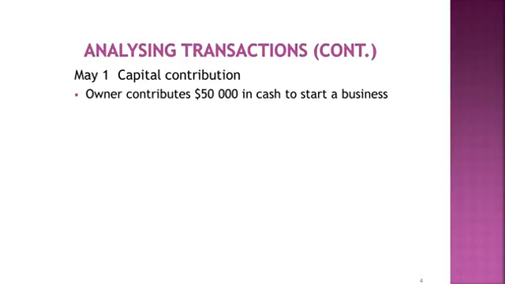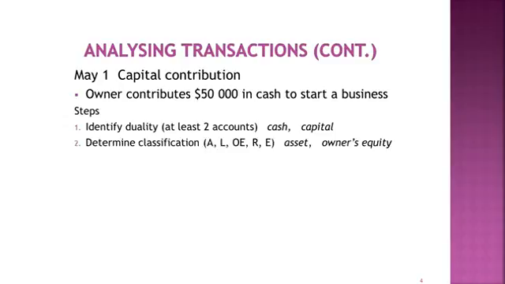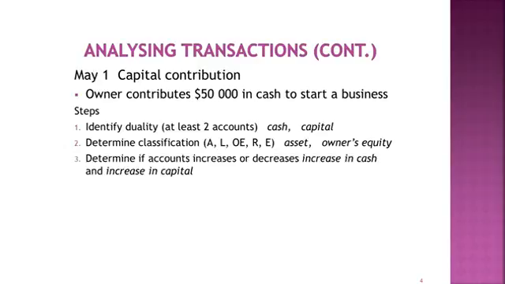Okay, so let's have a look at a couple of transactions just to get the steps cemented. So for May the 1st, we're going to have capital contribution. The transaction is the owner contributes $50,000 in cash to start a business. So step 1, identify the duality. At least 2 accounts are affected, and for this transaction there are 2, and it's cash and capital. Step 2, determine the classification. Is it an asset, liability, owner's equity, revenue or expense? Cash is an asset, and capital is owner's equity.